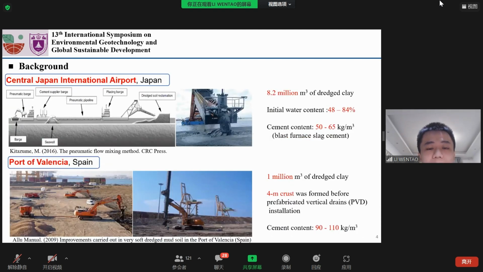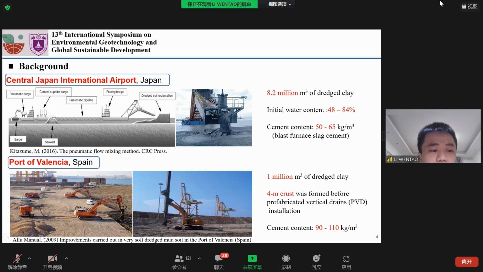Some typical cases use stabilized clay slurry for land reclamation. One was constructed at the Central Japan International Airport. In this project, 8.2 million cubic meters of dry clay slurry was stabilized. At the construction site, the clay slurry was mixed with cement in a pneumatic pipeline and was then delivered to the reclamation site. After that, no further construction is required.